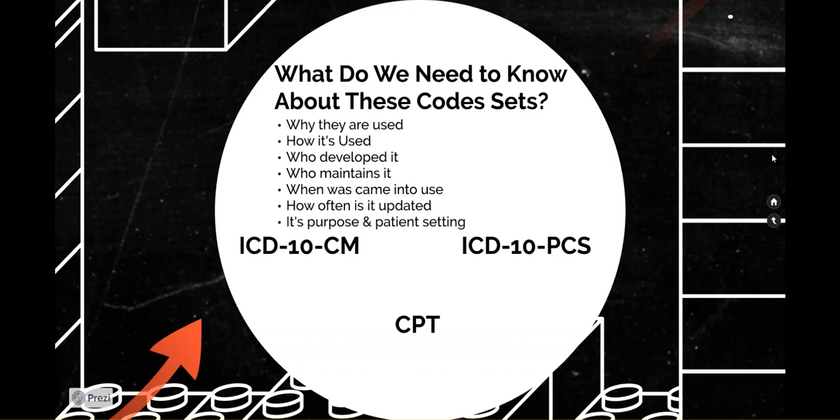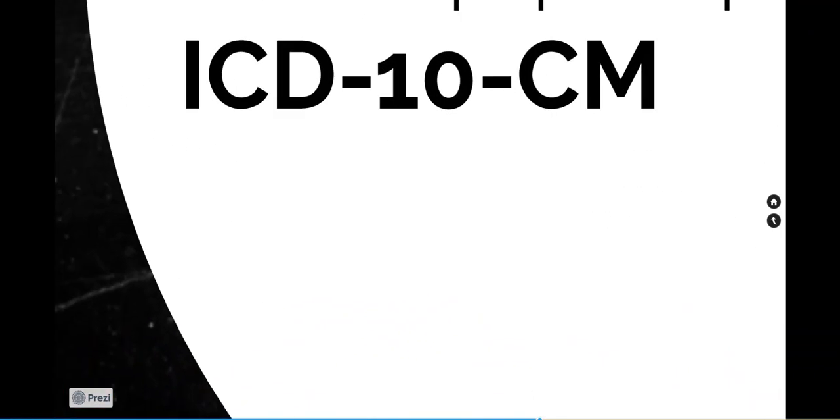We also need to know more information about every code set. So coders need to know some basic information regarding each code set. And that information is: why is the code set used? How is it used? Who developed it? Who maintains it? When did the code set come into use? How often is the code set updated? And what is the code set's purpose and the patient setting that the code set is used in? Well, let's dive into this and check out ICD-10-CM.